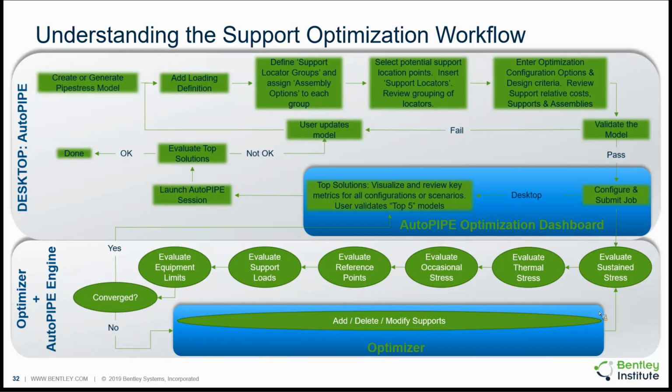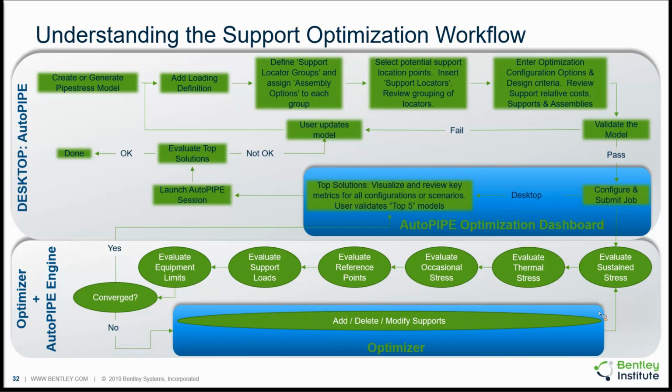First, the user creates the model and defines the loading. The user defines the support locator groups and adds support locators to the model. Then the user defines the configuration options and design criteria and runs the consistency checker. If errors are reported, the model has to be reviewed by the user and all the steps have to be gone through again. But if the model is validated, the job can be submitted.